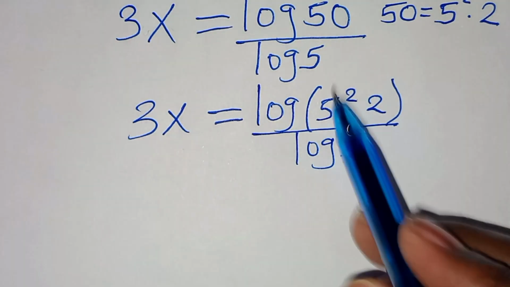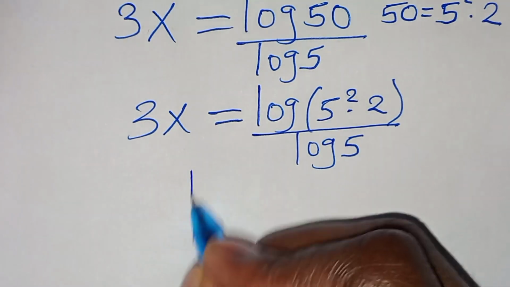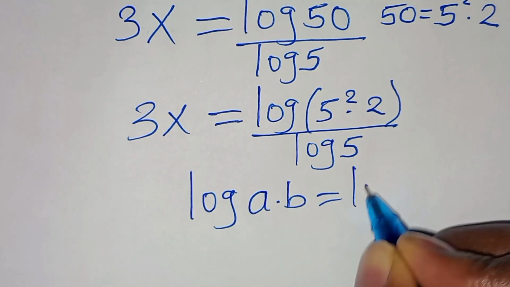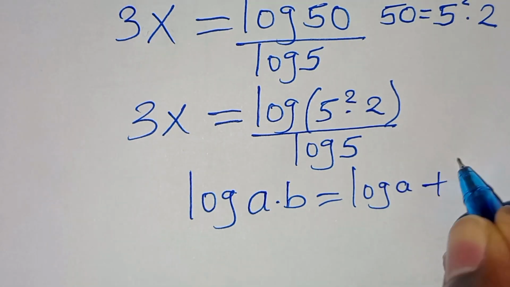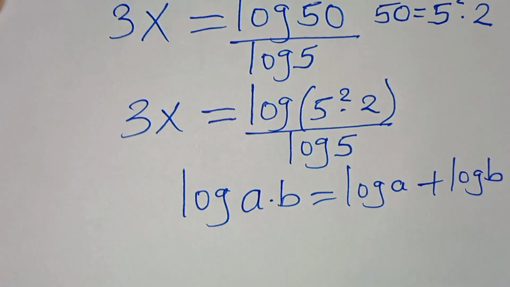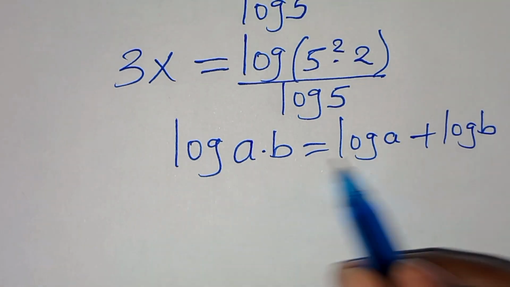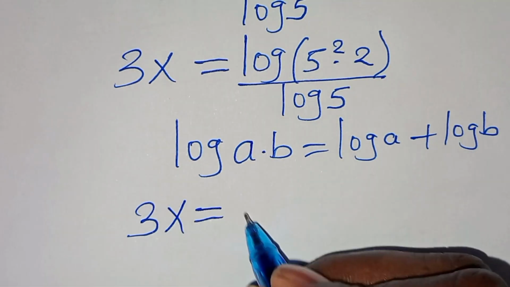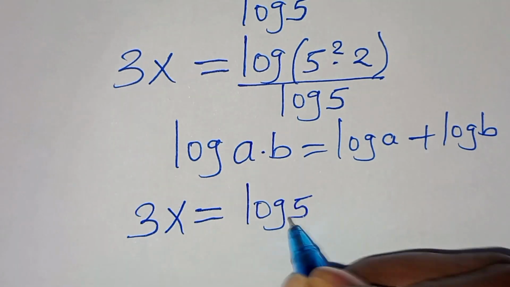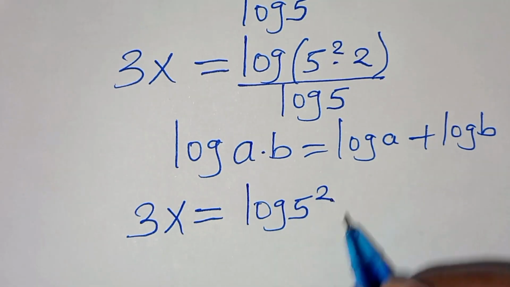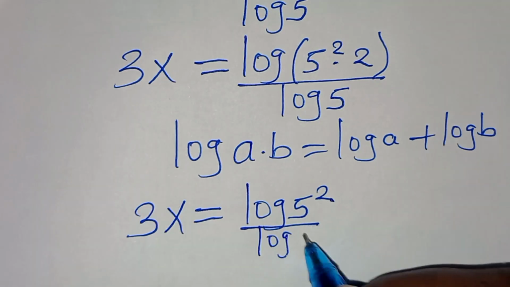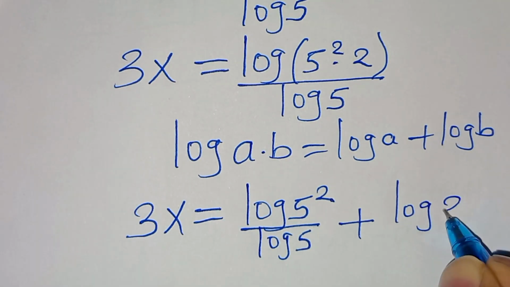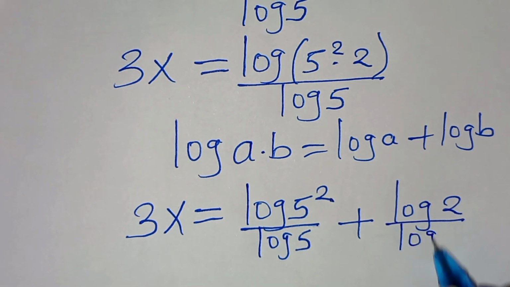Now, log of 5 to the power of 2 times 2 is in the form of log a times b, which we can express as log a plus log b. Applying this logarithm property, we have 3x equal to log 5 to the power of 2 divided by log 5, then plus log 2 divided by log 5.